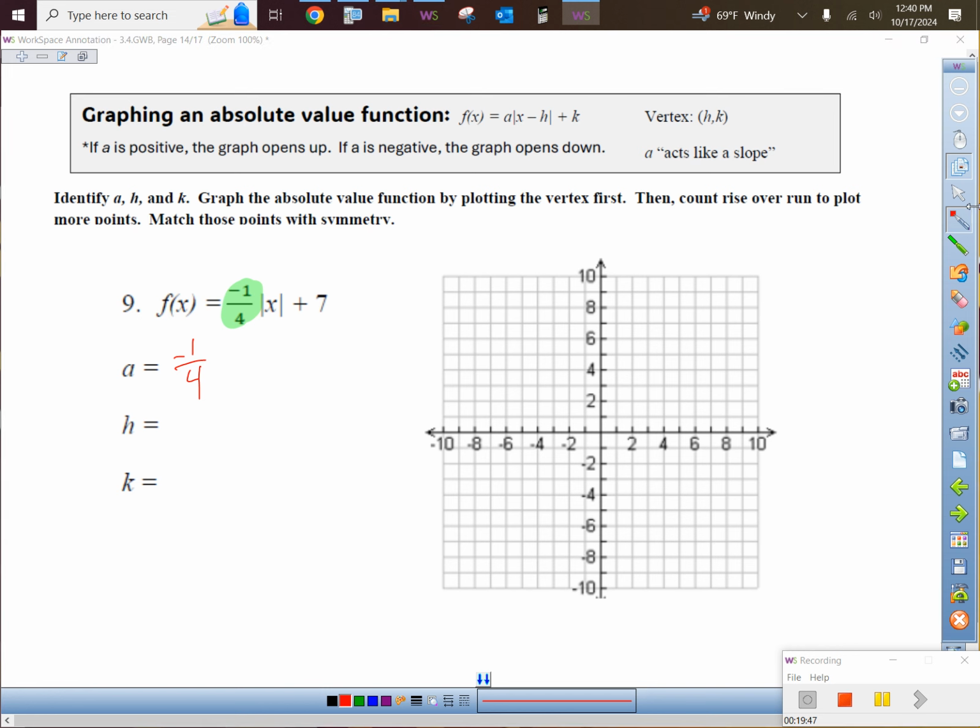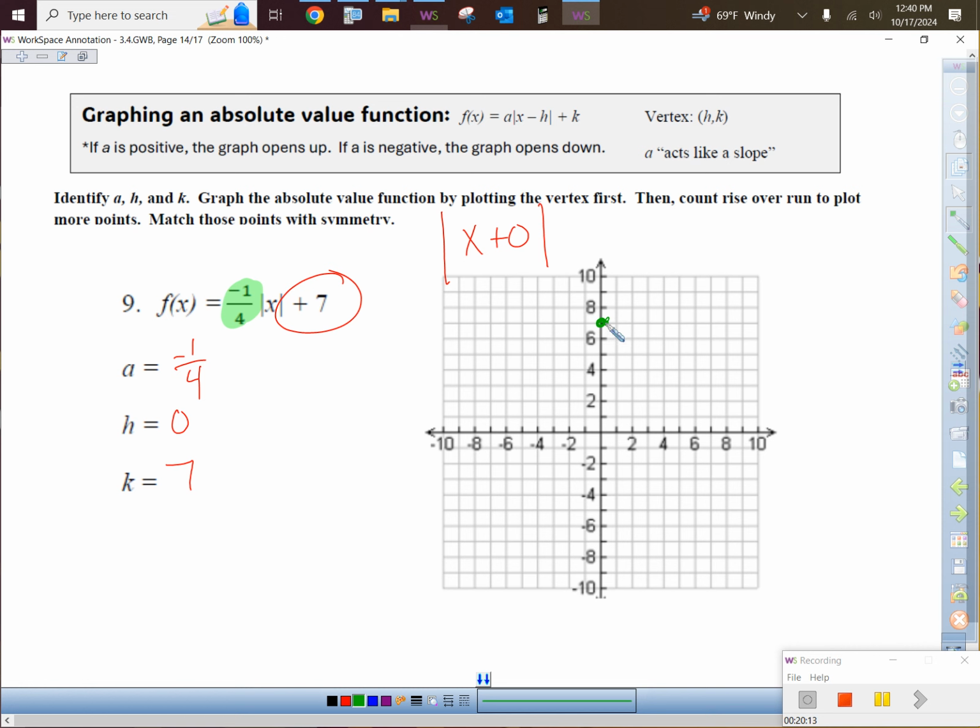Yes, in this case he is a 0 because it's the same thing as saying like absolute value of x plus 0. Like, because it's supposed to be added or subtracted, it can't be a 1, otherwise you'd see it, right? The 1's not there when it's a multiplication situation. So h is 0, and what would you like for k? 7 or negative 7? 7. Plot the vertex first. 0, 7. And then use your a value like a slope.